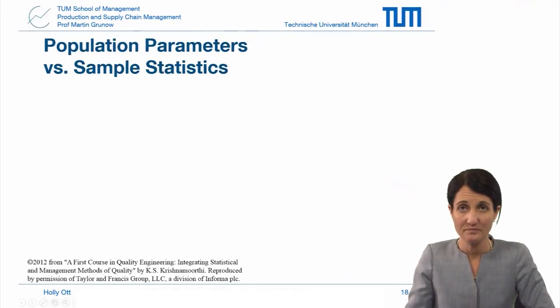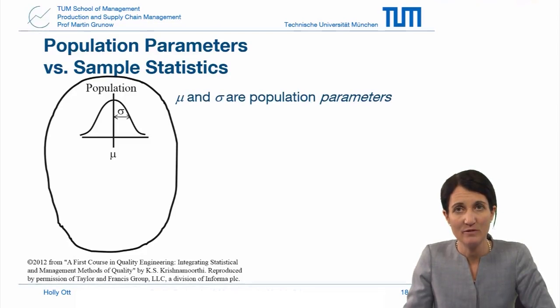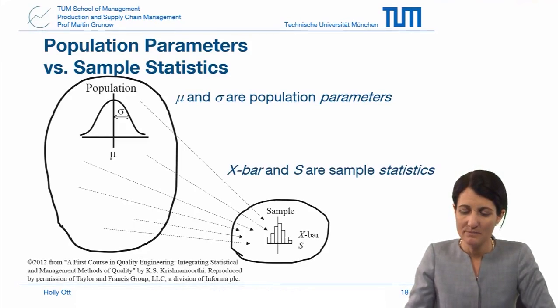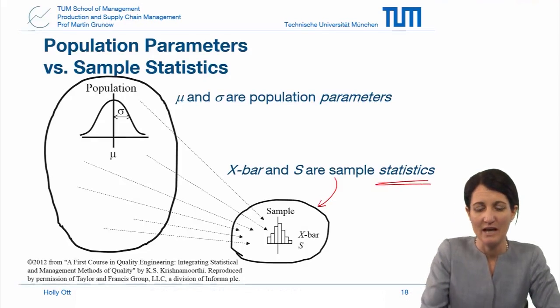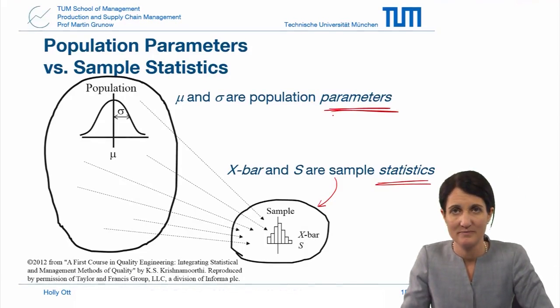Now let's go to summarize everything. If we have a population where mu and sigma are the population mean and standard deviation respectively, we can take a sample from the population and we can calculate the sample mean X bar and the sample standard deviation S from our sample. X bar and S are our sample statistics, and mu and sigma are our population parameters.